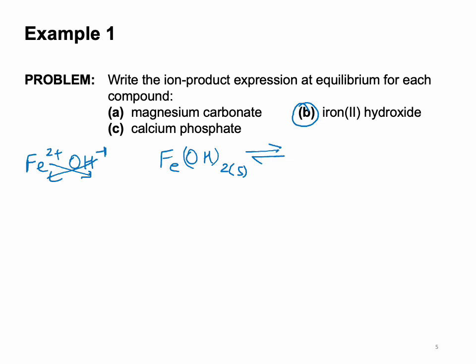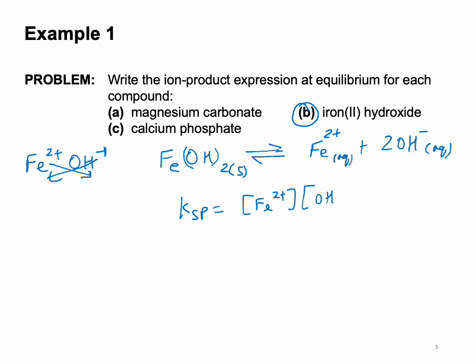When it dissociates, it would give me 1 Fe 2+ ion and 2 hydroxide ions, because I have 2 OH here and 1 Fe, which means my Ksp expression for this is going to be Fe 2+ to the power of 1 times hydroxide ion squared. So that would be our Ksp expression for this particular salt. In this manner, there are multiple examples on this slide, so please practice some more examples and you can compare your answers to this.